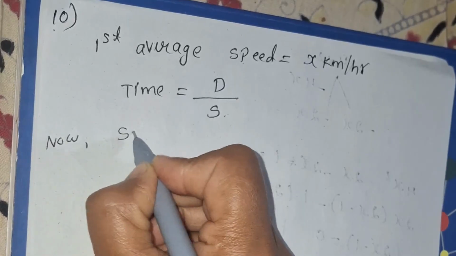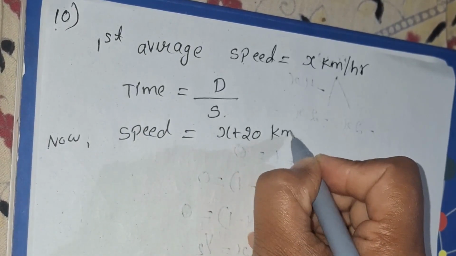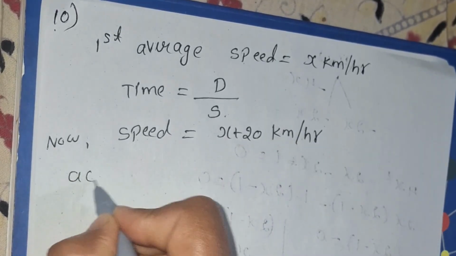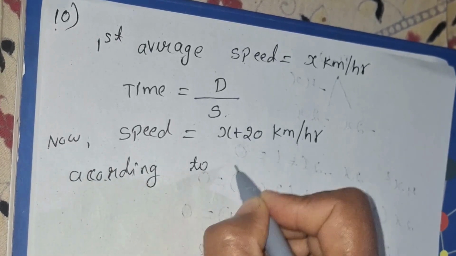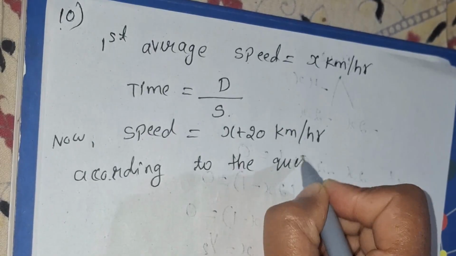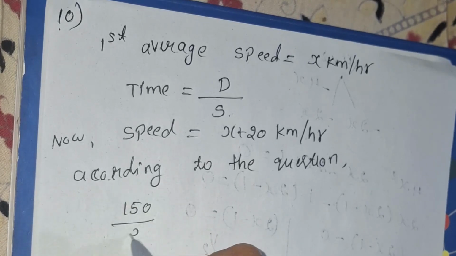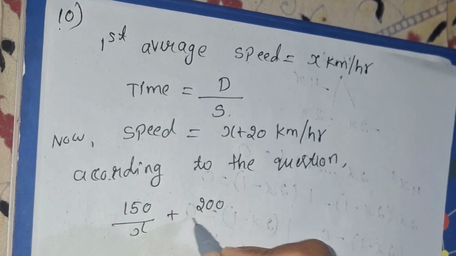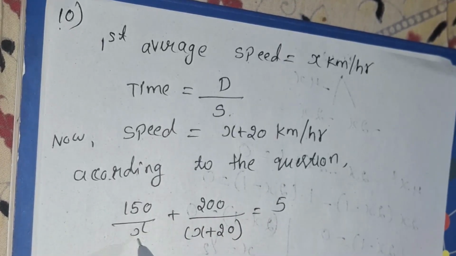What do we find out? Speed. What is the formula? Time equal to distance by speed. Second speed equal to x plus 20 km per hour. According to the question, we observe neatly; in word problems we read the question 3 to 4 times, and then we write: 150 by x plus 200 by x plus 20 equal to 5.